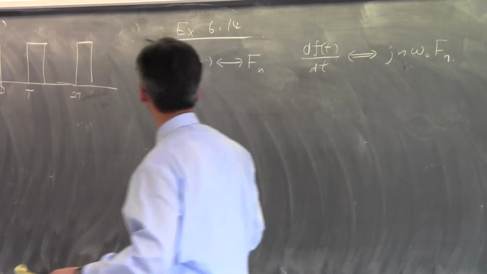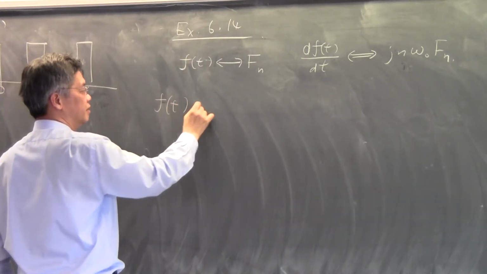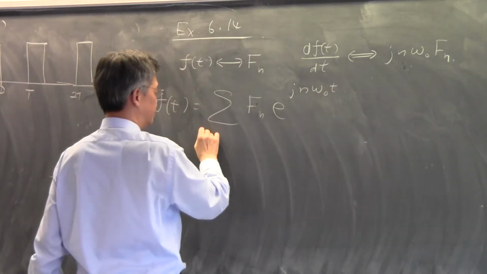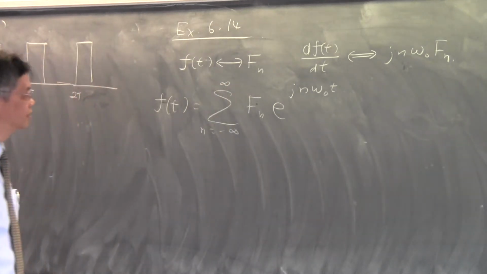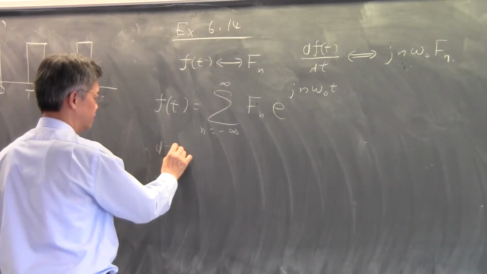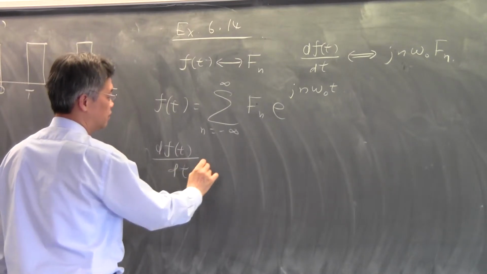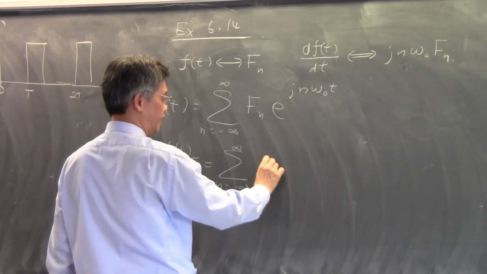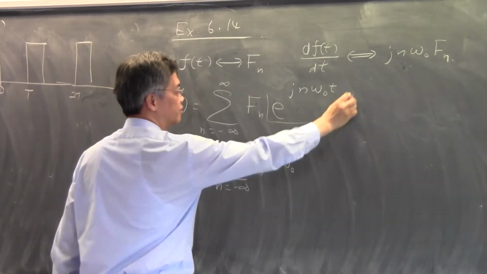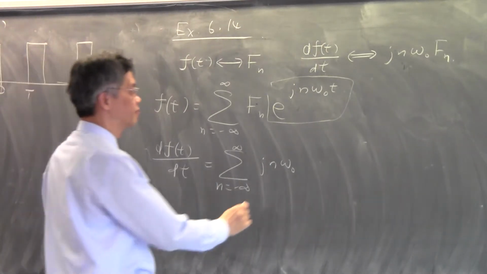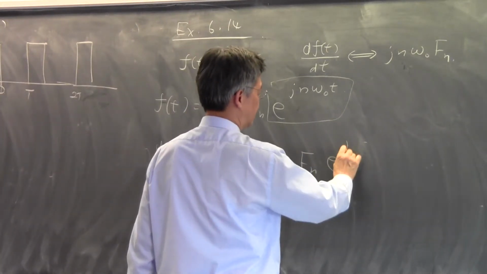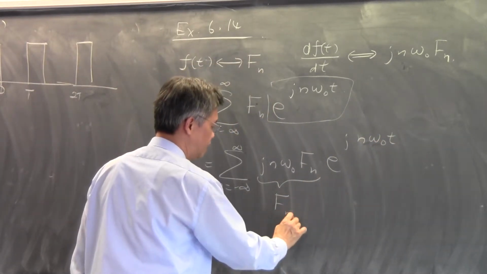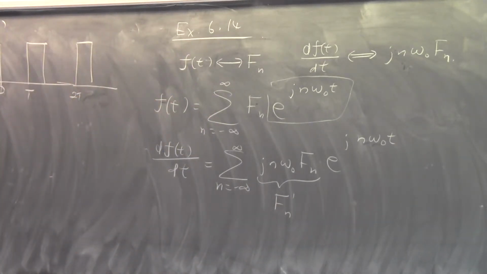And this is easy to show. f(t) is equal to the sum of F sub n e to the jn omega naught t, n equals minus infinity to infinity. If I differentiate this equation once, I will bring this jn omega naught down when I differentiate this function. And then I have this e to the jn omega naught t. So this is my new Fourier coefficient, F sub n prime. And that is just the rule. It's very easy to prove.